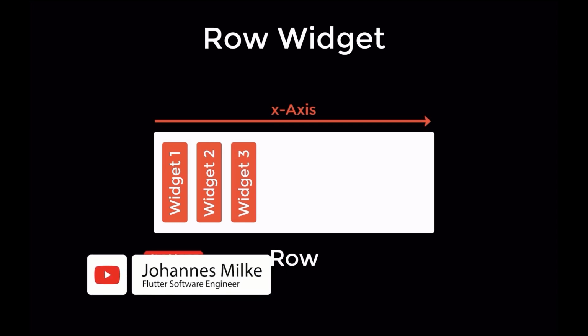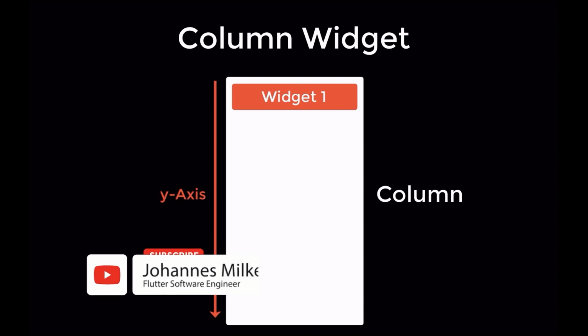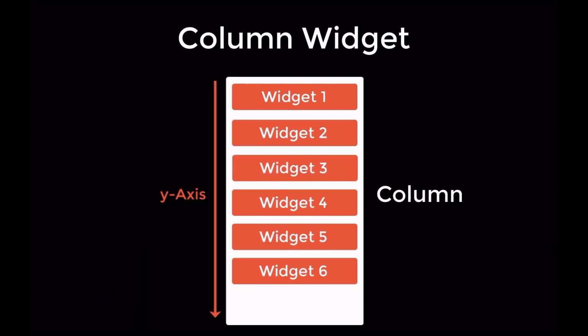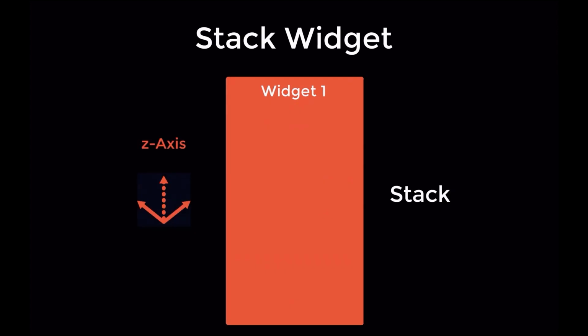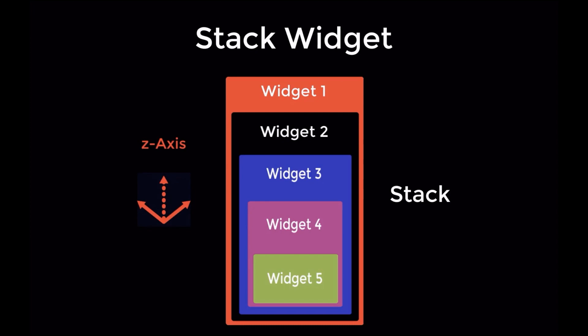Use the Row widget to display multiple widgets horizontally on the x-axis. Use the Column widget to display multiple widgets vertically on the y-axis. And use the Stack widget to display multiple widgets on top of each other on the z-axis.